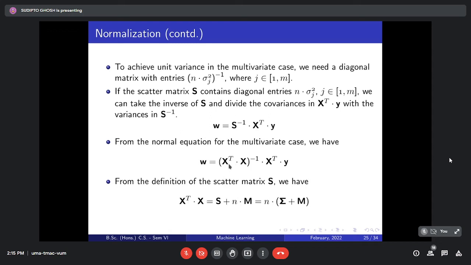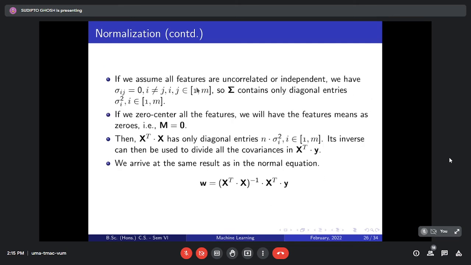So this just takes the place of this particular S, right? So we divide all the covariances in X transpose Y with the variances sigma square J. So this term takes care of it. So we can also say that X transpose X inverse takes care of that itself. And now to prove that, we did this, like sigma plus M times N. So we take that.